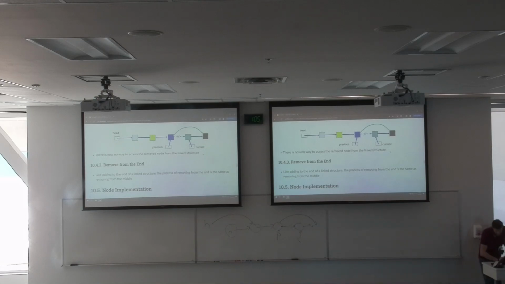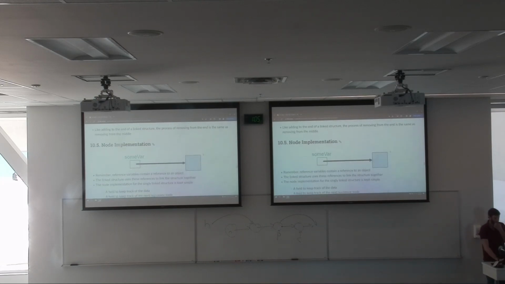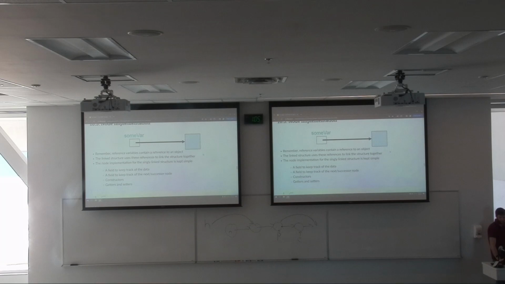So how do we actually implement this node class? All right, so remember, reference variables contain a reference to an object and not an object themselves. I've been saying this a lot, but I want to make sure you get it. Head is not a node. Head reference is a node. Very different.